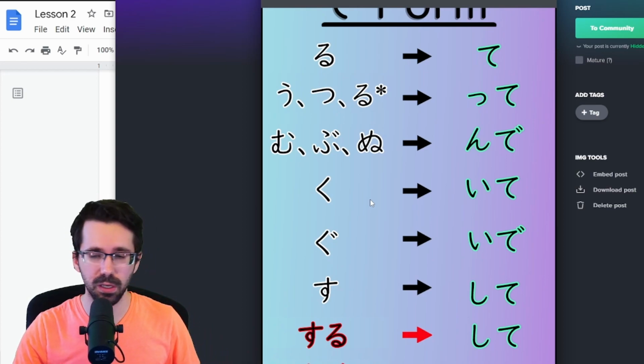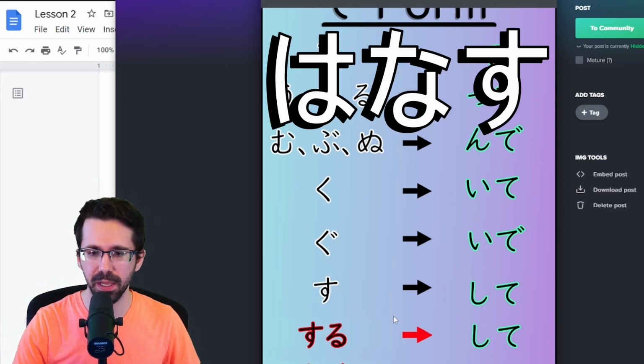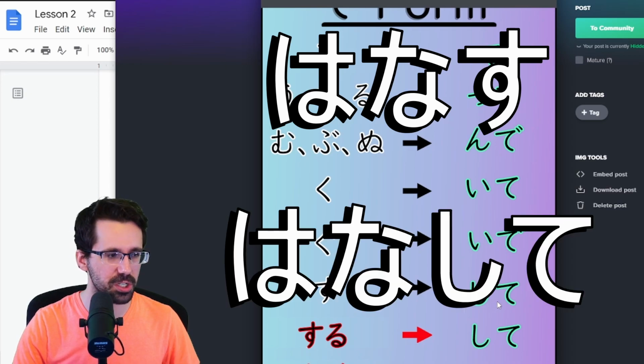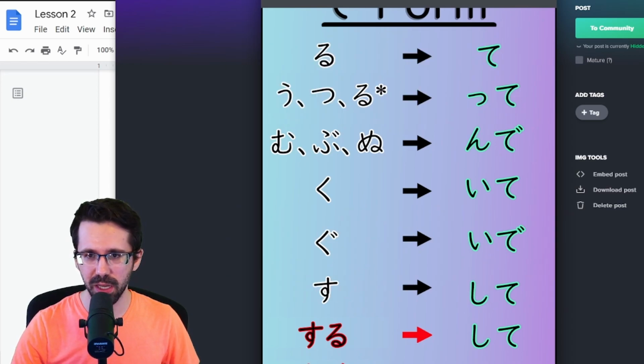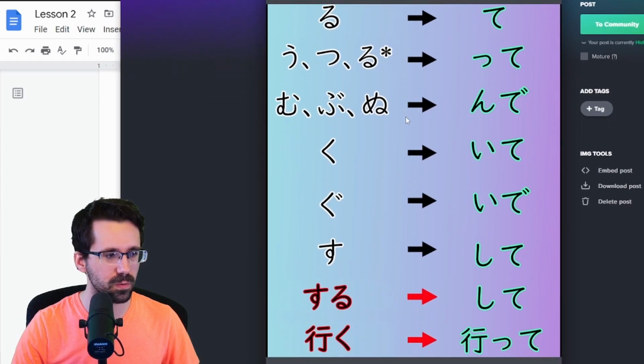Next up, we're going to look at su verbs like hanasu. The su comes off and we go to shite. So hanasu becomes hanashite. At the bottom of this list here, we do have some irregulars.